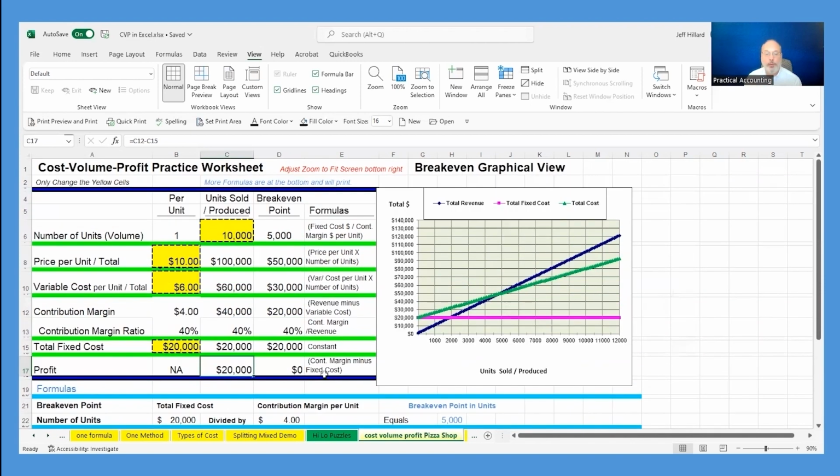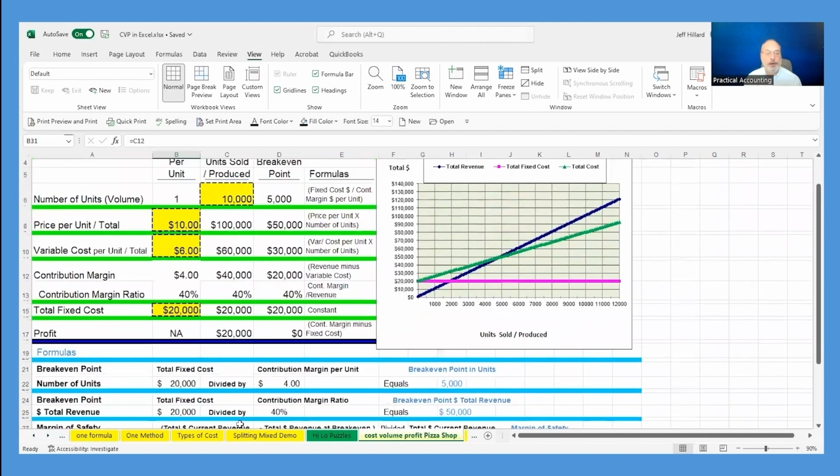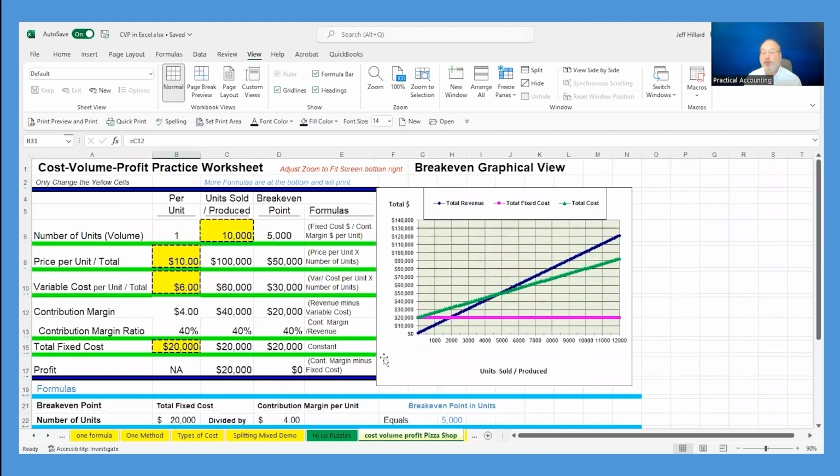Now I'm going to show you one more thing. The formulas for break-even point, number of units, percent revenue, and margin of safety and operating leverage, those formulas are still down here, but you know what? You don't need them if you follow the bridge method. I'm going to show you how to do that as we move along. Stay on the bridge with us, Dr. Hillard and I. You still don't need the stinking formulas. How about that? See ya.